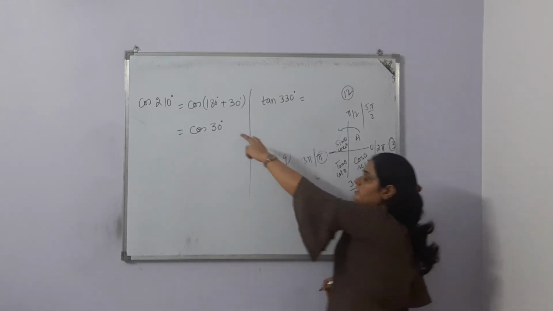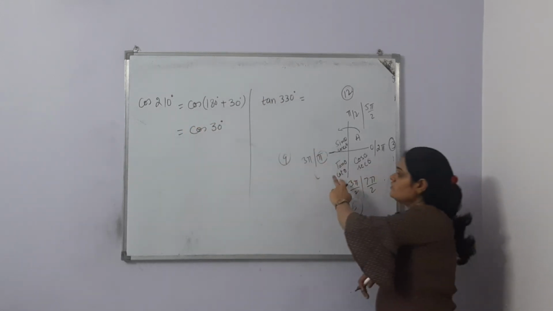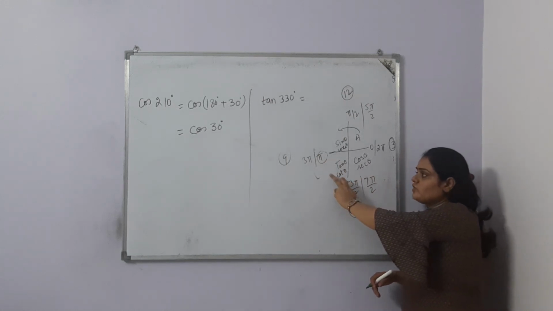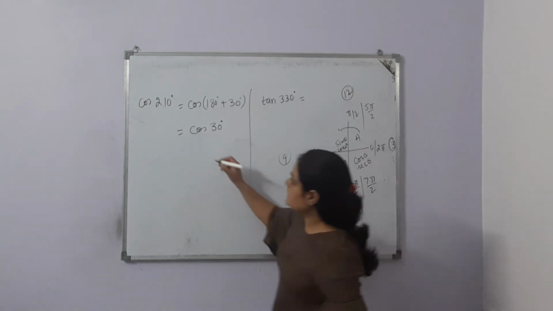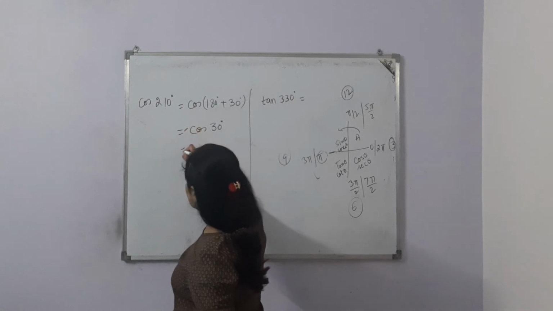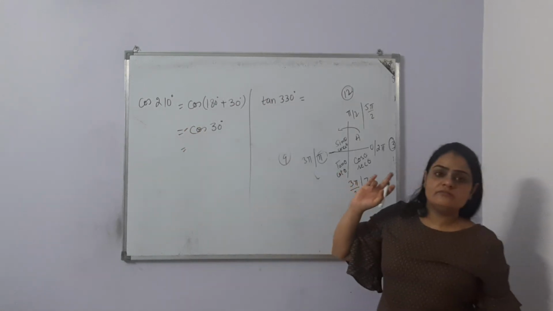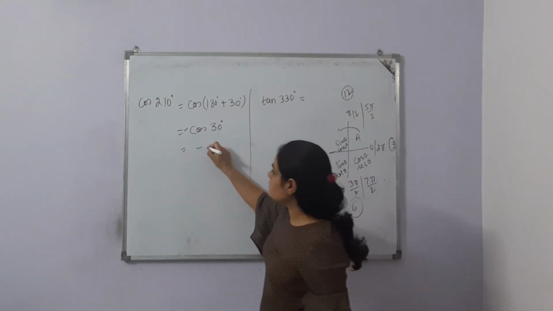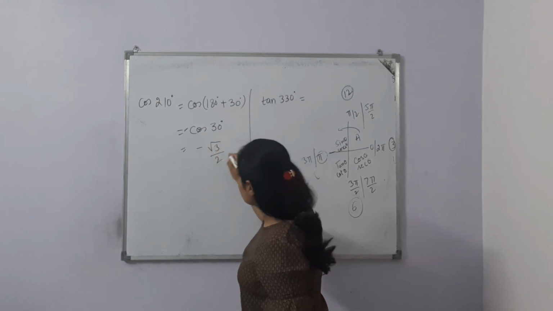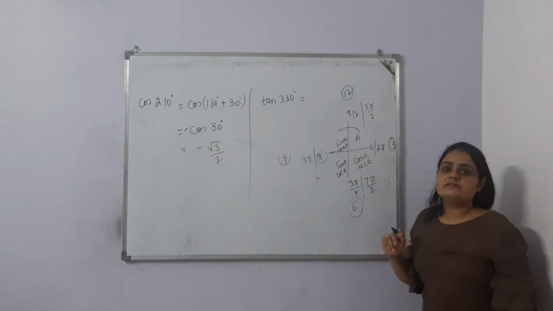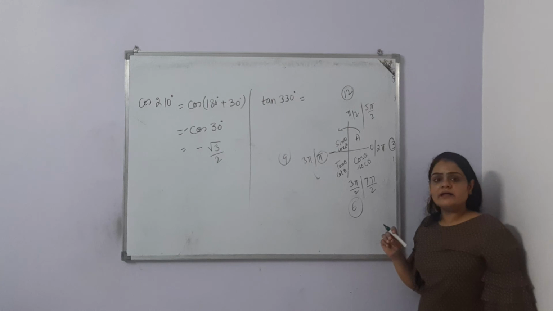So we need to find out for cos. Cos in the third quadrant is, of course, negative. And we know from the table that the cos 30 value is under root 3 by 2. So our answer is minus under root 3 by 2.